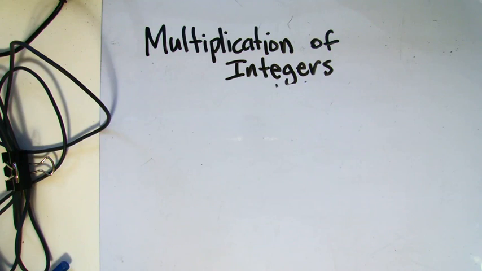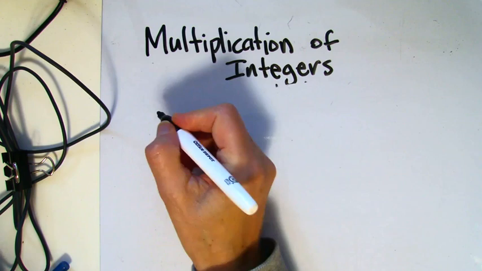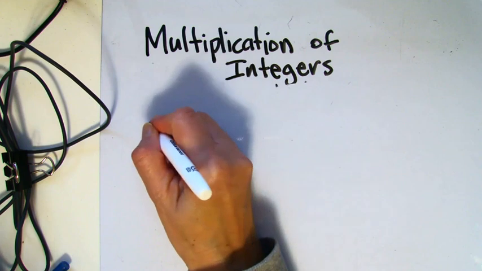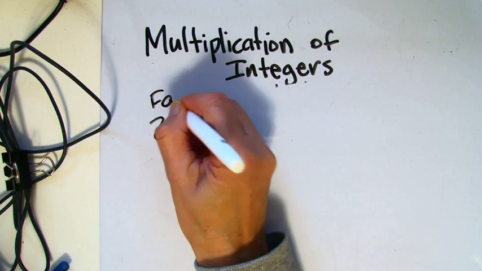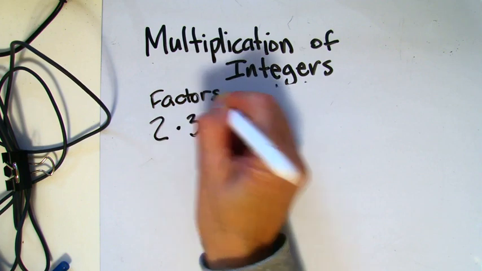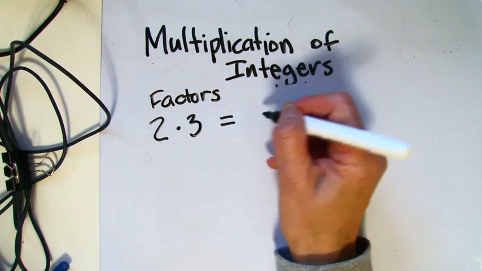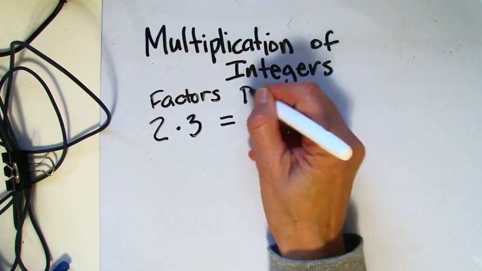Before we begin multiplying integers, let's review a little vocabulary. So the numbers that are being multiplied together are called factors. 2 times 3, these are called factors. The result is going to be called the product.